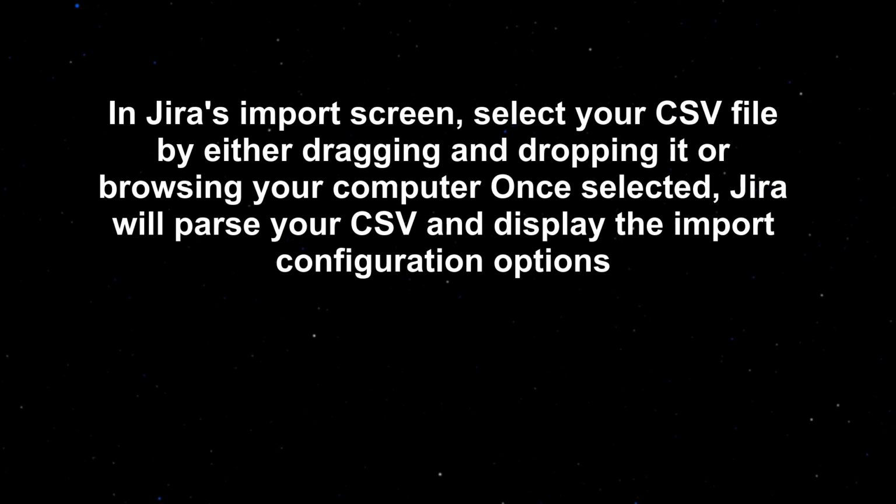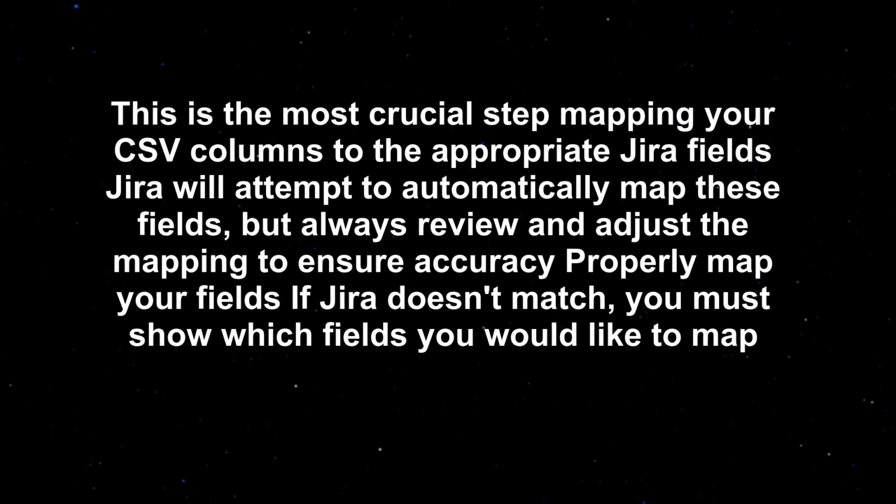In Jira's import screen, select your CSV file, either dragging and dropping it or browsing your computer. Once selected, Jira will parse your CSV and display the import configuration options. This is the most crucial step, mapping your CSV columns to the appropriate Jira fields. Jira will attempt to automatically map these fields, but always review and adjust the mapping to ensure accuracy. Properly map your fields. If Jira doesn't match, you must show which fields you would like to map.